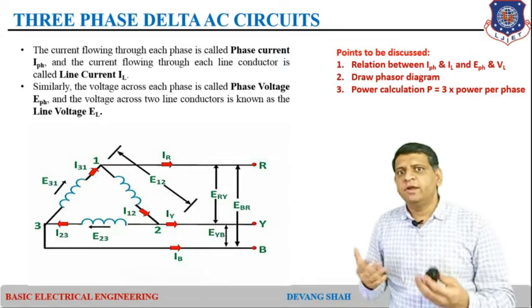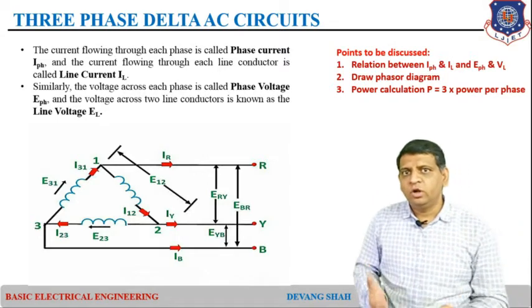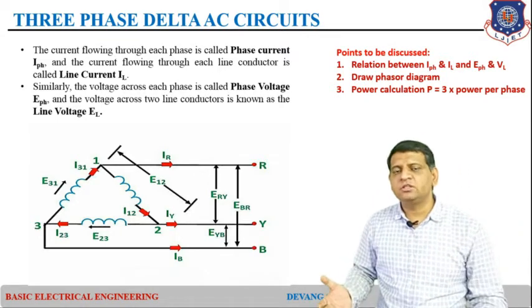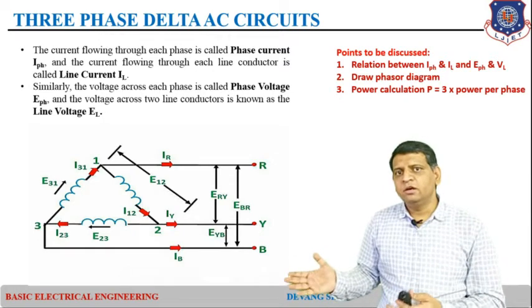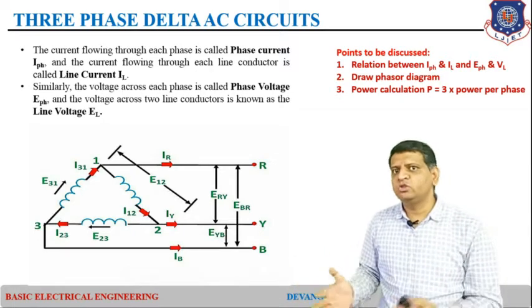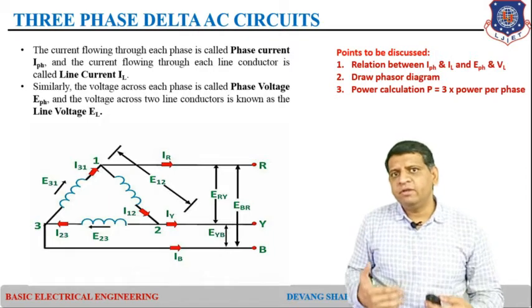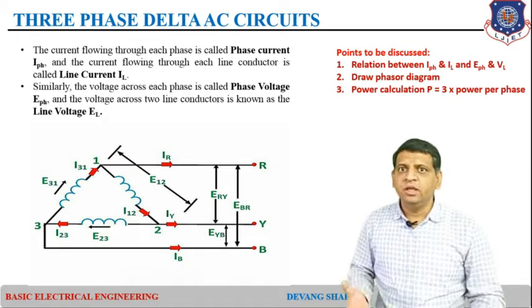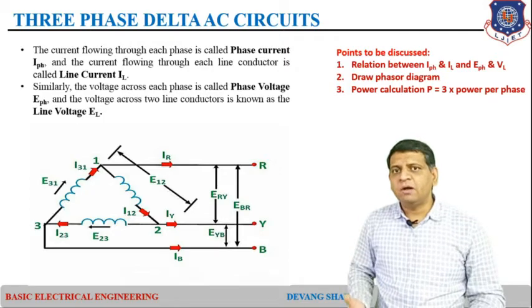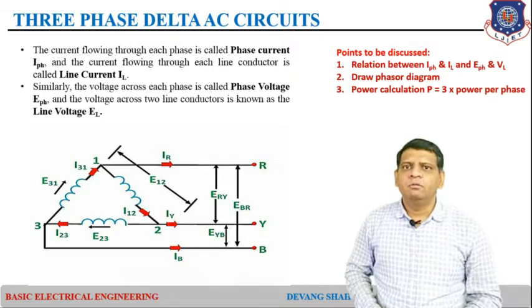Point number 1, we have to find the relationship of voltage and current. So we have to find the relationship between line current to phase current and line voltage to phase voltage for the delta. Same way, point number 2, we have to draw the phasor diagram, and point number 3, we have to calculate the power, and that power is nothing but 3 times the power per phase.